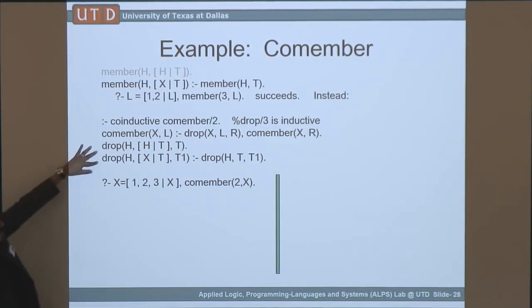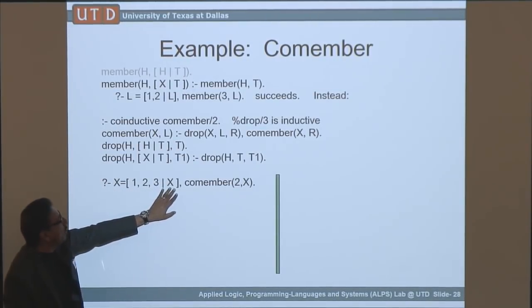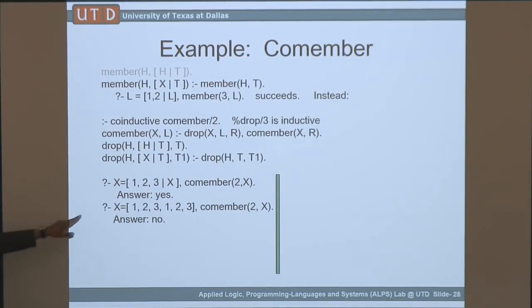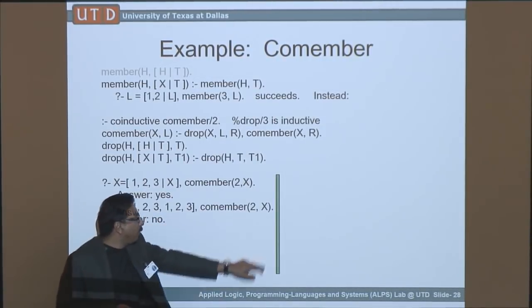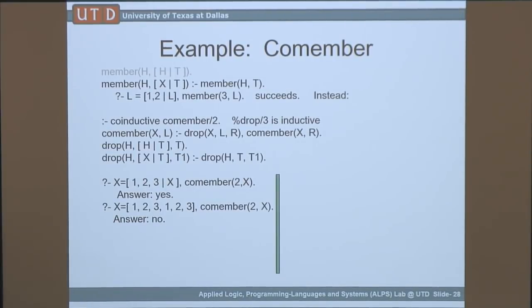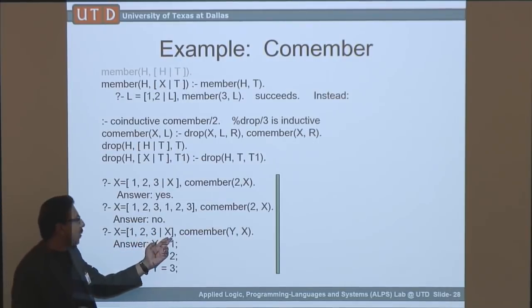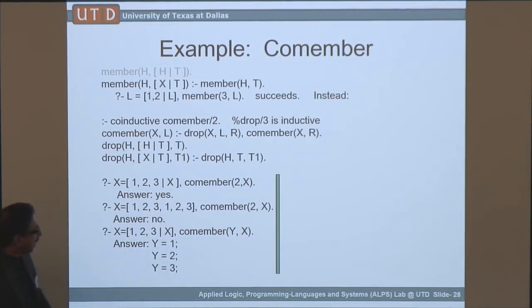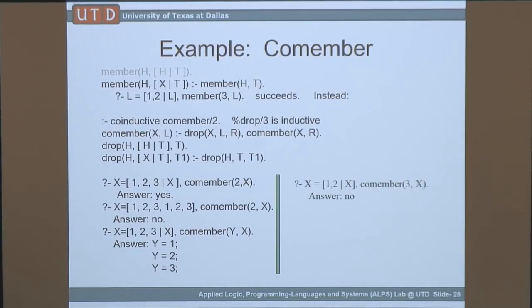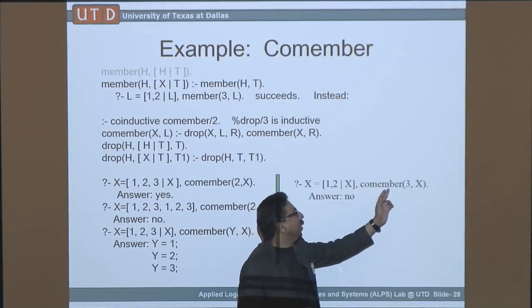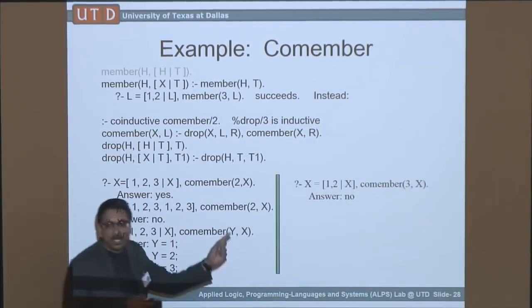If you define it in the drop, it is going to be inductive, so you need tabling for that. Now if you say X equals 1, 2, 3 cons X, is 2 a co-member of X? It will say yes. If you give a finite list and say, is 2 a co-member of X? It will say no, because 2 is not present an infinite number of times. And if you say X equals 1, 2, 3 cons X, is Y a co-member of X? It will actually give you the values, just as Prolog would for the finite case. And if you say X equals 1, 2 cons X, is 3 a co-member of X? Now the answer is correct. It says no.